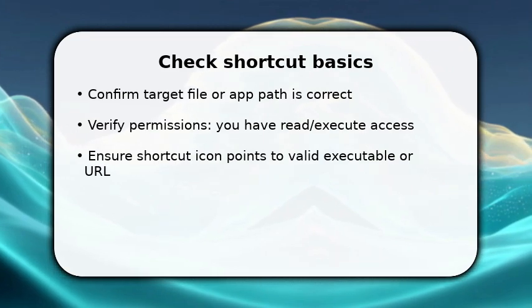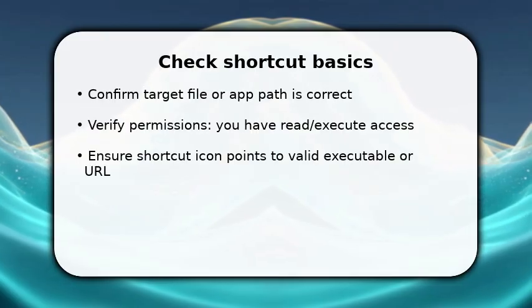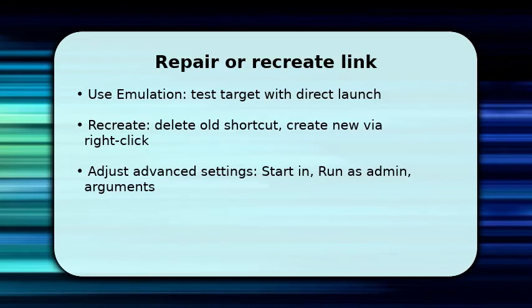Once you confirm the target, try launching the target directly to isolate whether the shortcut or the app fails. If direct launch works, delete the broken shortcut and create a new one. Right-click the target, choose Create Shortcut, and place it where you need it.